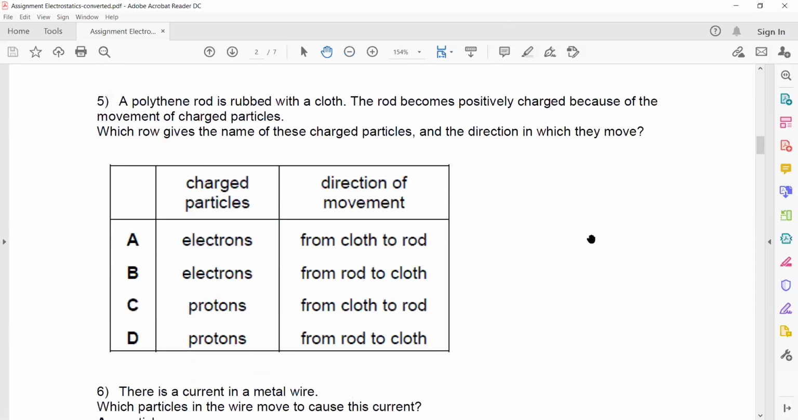Question 5. A polythene rod is rubbed with a cloth. The rod becomes positively charged because of the movement of charged particles. Which row gives the name of these charged particles and the direction in which they move? The rod becomes positively charged, so B is the correct answer, because the rod should lose electrons. So electrons actually travel from the rod to the cloth.